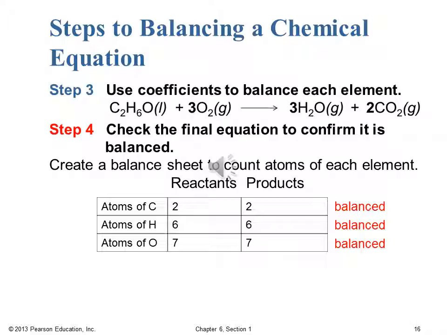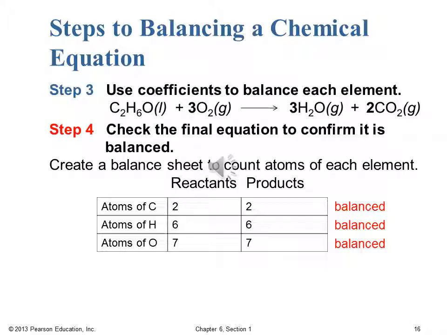So on the left-hand side, we started with 3 atoms of oxygen from the previous slide. And now on the right-hand side, with those changes to the coefficients of the water and the carbon dioxide, we have a total of 7 oxygen atoms. 3 molecules of water with 1 oxygen atom each, and 2 molecules of carbon dioxide with 2 oxygen atoms each gave us a total of 7.